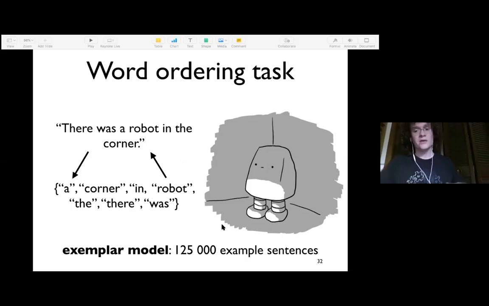And I use a very simple model to do this. I use an exemplar model. And so the way this works is my model has 125,000 example sentences to work from. And basically all it does is it tries to figure out which of the example sentences is most similar to this scrambled set of words I've given it, and then use the word ordering of that example sentence to produce a grammatical sentence. And the exemplar model also uses either the first level vectors, the second level vectors, or the third level vectors, or randomly generated vectors as a control.